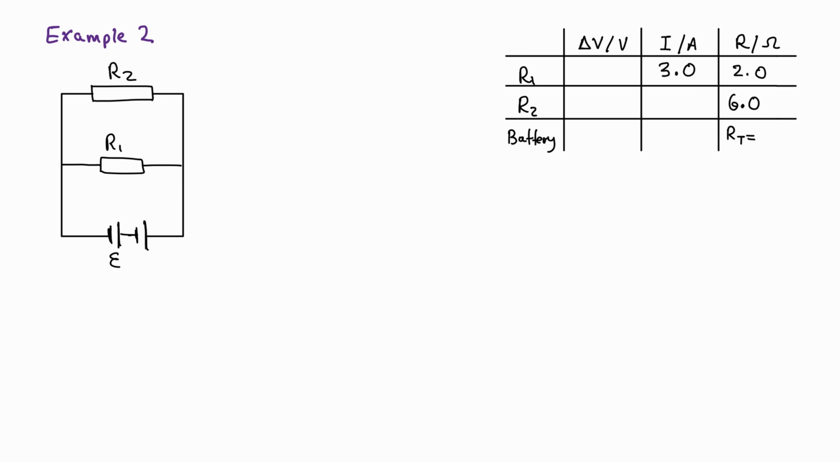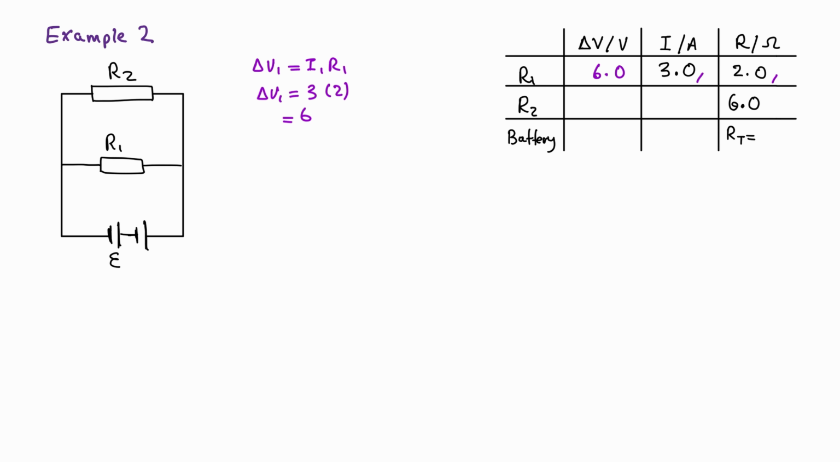Let's try the second example. Again, from these questions, there might be multiple ways of doing it. I'm just going to go through one method for this one and see how it goes. In this one, I have two pieces of information here, so I'm going to go through this one a little quicker. I'm going to say delta V1 is equal to I1 R1. I1 has a value of 3. R1 is 2, total of 6.